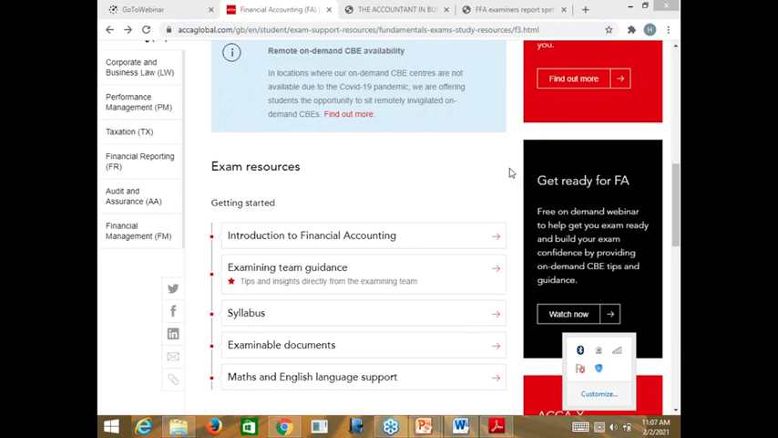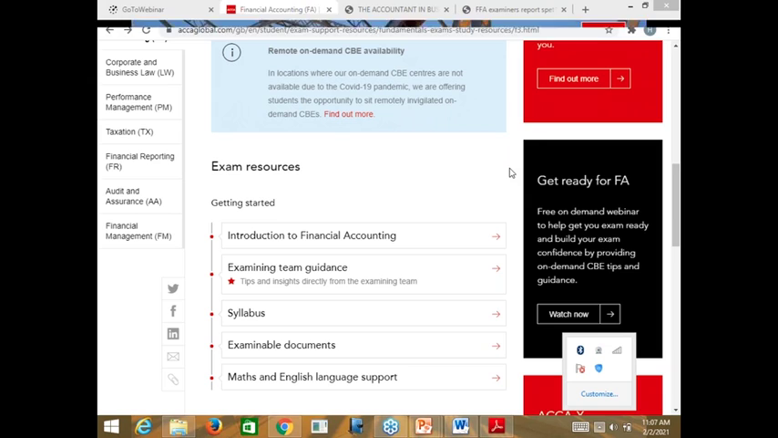Okay, correction of errors is one of the feedbacks from the students. Let's see. We have company accounts. Correction of errors. Company accounts. Okay. Consolidation.